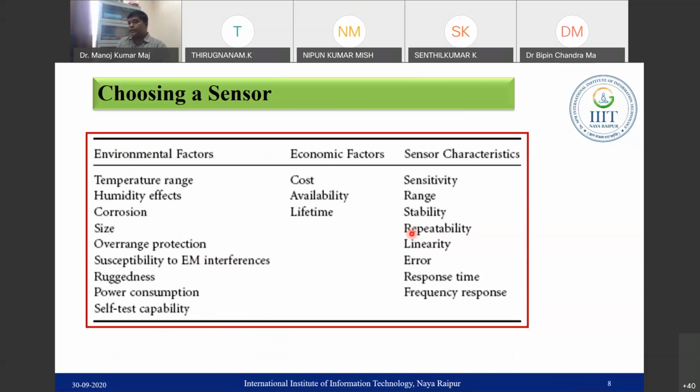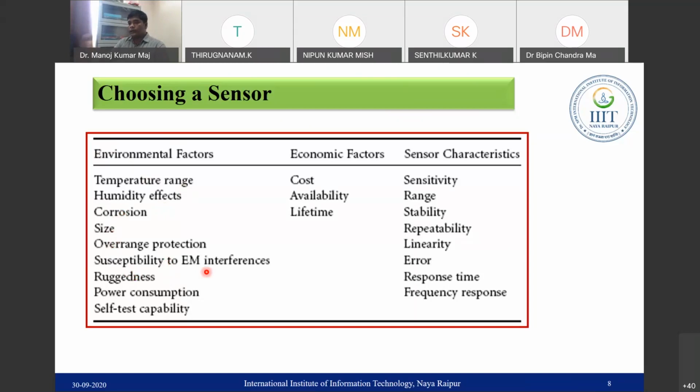How do you choose the sensor? Whenever you have a sensor type or sensor characteristic, we first have to think about how we can choose a sensor. It can be chosen using different factors. One very eminent factor is the environmental factors. In the environmental factors, we should know about the temperature range, and depending on that, what kind of sensor we have to use, the humidity effect in the air, the corrosion, the size, the overrange protection, the susceptibility to EM interference, because in our environment electromagnetic waves are there.